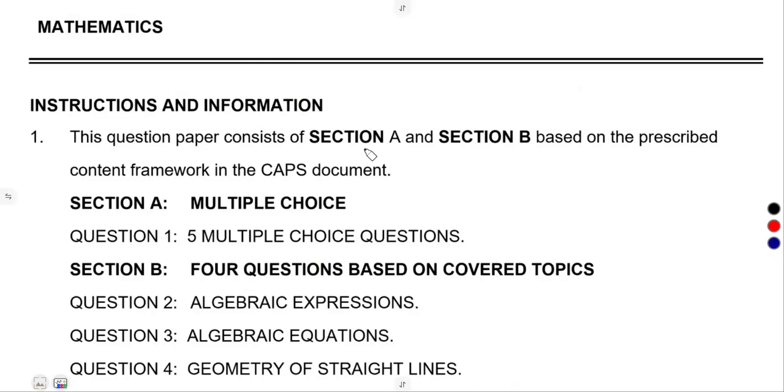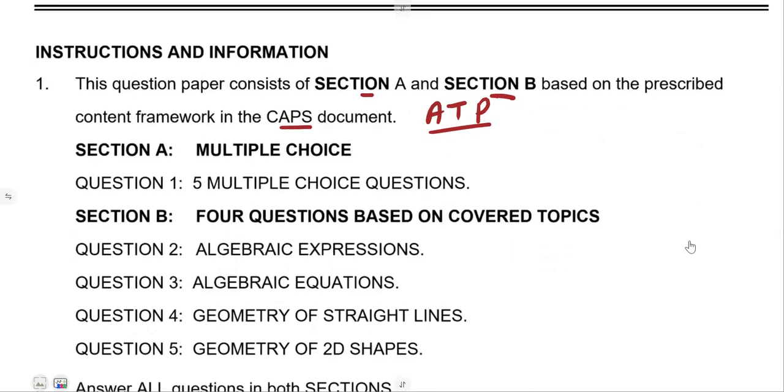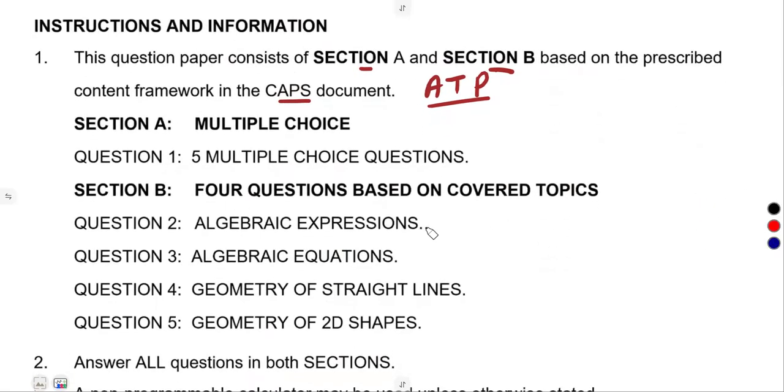There we had Section A and Section B, based on the prescribed content framework in the CAPS document, meaning to say based on our annual teaching plan. Remember, I gave you your topics for Term 3. Considering the multiple choice, it is going to be any of these topics: the 4 questions based on covered topics are algebraic expressions, algebraic equations, the geometry of straight lines, and also the geometry of 2D shapes.